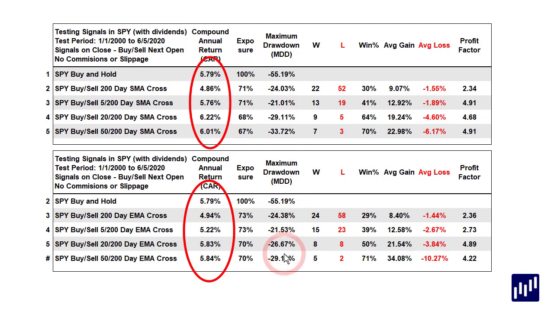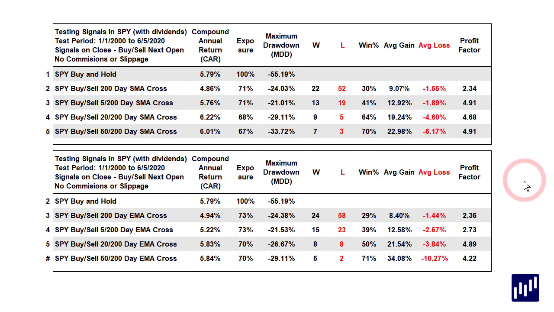The win percents are pretty similar. There you can see going from 30 to 70% and 29 to 71%. This 20-day EMA seems to perform differently than the 20-day SMA. You can see a big difference in the win percent there. And then a couple of other things that I was noticing here is with the profit factor. All right, you can see with the 5-day SMA and 20 and 50-day, you got a profit factor above 4.5, a nice strong profit factor.